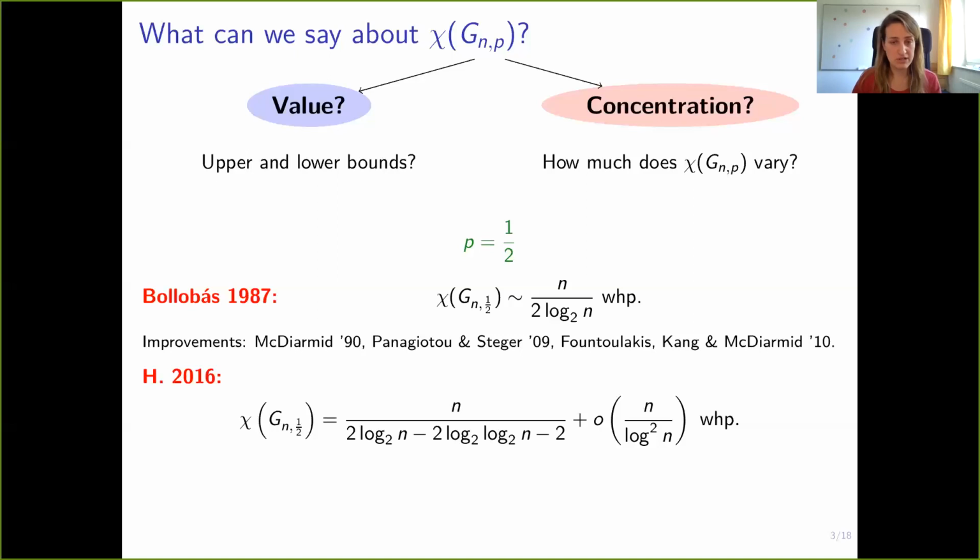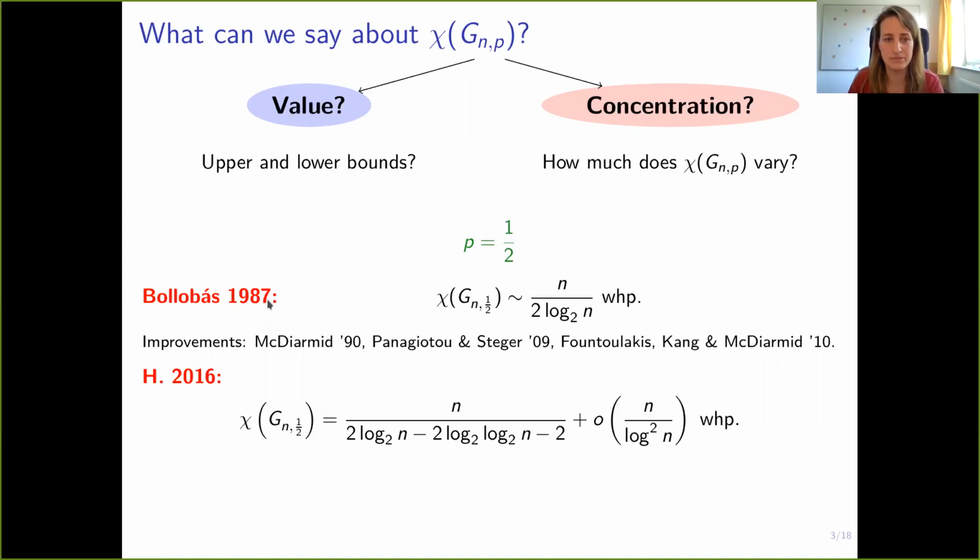The best information that we currently have about the value of the chromatic number of G(n,1/2) is given by this result from 2016. We have an expression here that is an estimate for the chromatic number, and we know it holds up to accuracy little o of n over log n squared, with high probability again. So this is what we know about the value of the chromatic number. Now, how about concentration? What's the shortest interval length that we might give that the chromatic number is contained in with high probability?